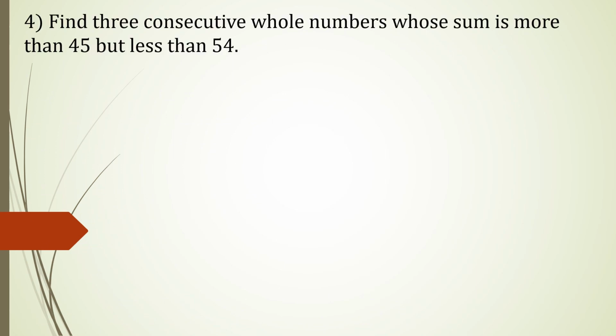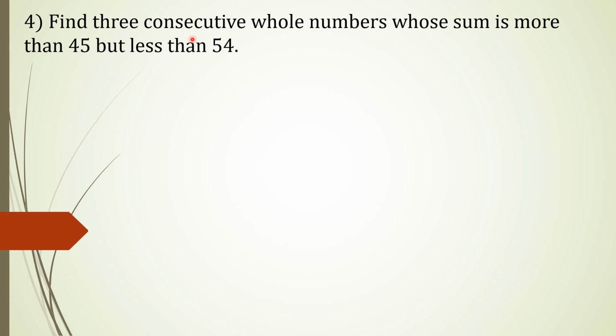Now moving to the next, the fourth one. Find three consecutive whole numbers whose sum is more than 45 but less than 54. You know whole numbers. Whole numbers means starts from 0, 1, 2, 3. But you need to find three consecutive whole numbers. What do you mean by consecutive? It means the number next after, next to next, like 2, 3, 4. These are consecutive numbers. The numbers appearing one after the other are known as consecutive.